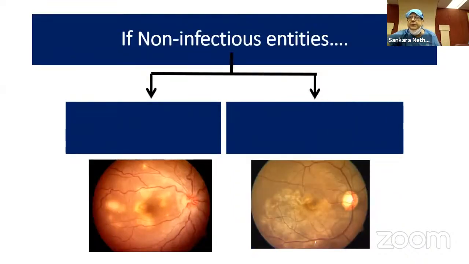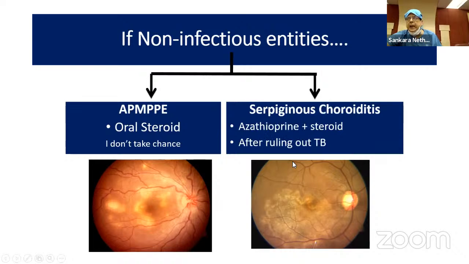If we see a non-infectious uveitis, oral steroid is chosen in acute posterior multifocal placoid pigment epitheliopathy. Though it is said that it resolves spontaneously, I don't take a chance. And if there is serpiginous choroiditis, I add steroid with azathioprine or mycophenolate mofetil and immunosuppressive agents after ruling out TB. If the tuberculosis tests are positive, like Mantoux, QuantiFERON, HRCT chest, I start the anti-tubercular treatment.